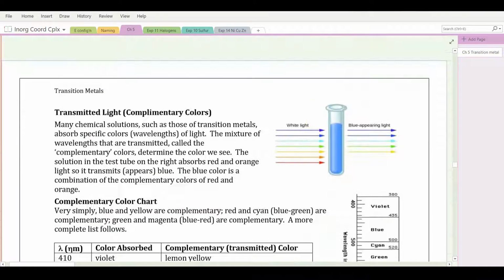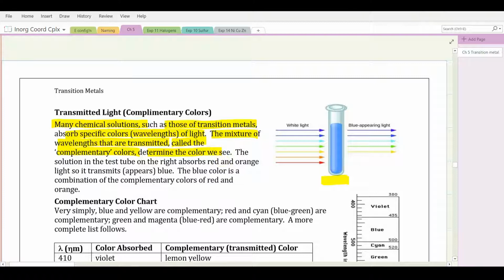Page 187. See the test tube containing a blue liquid? What makes it blue? Many chemical solutions, such as those of transition metals, absorb specific colors or wavelengths of light. And the mixture of wavelengths that are not absorbed are transmitted, and they are called the complementary colors of what is absorbed. What is transmitted is what we can see.